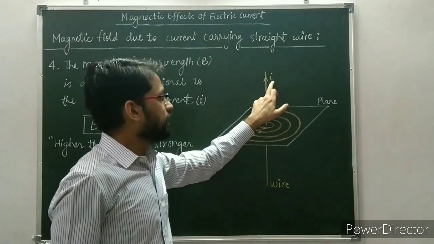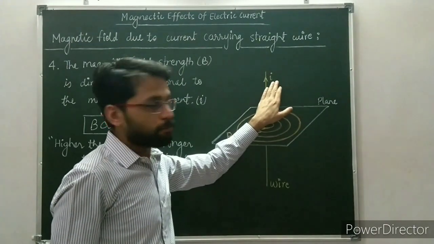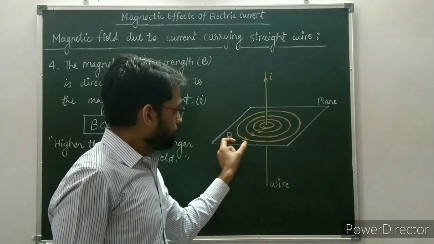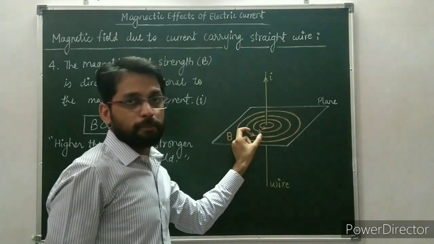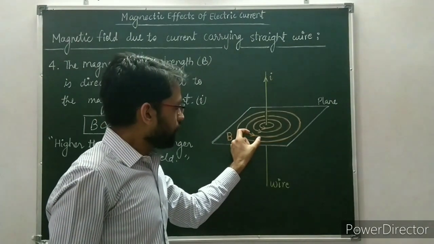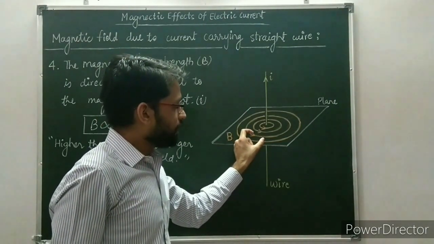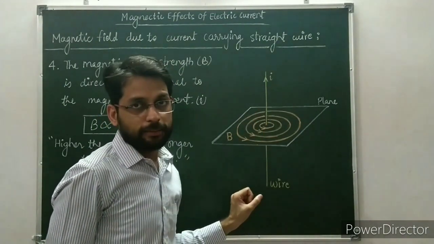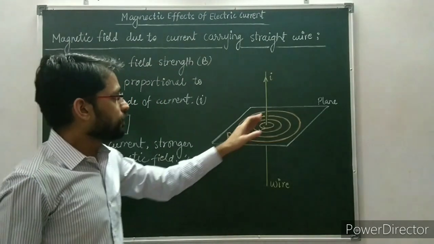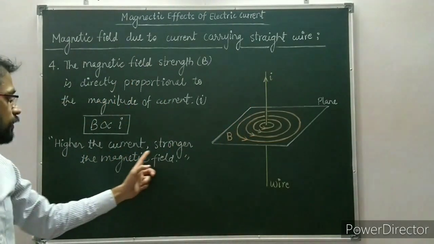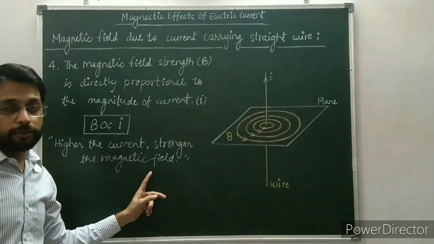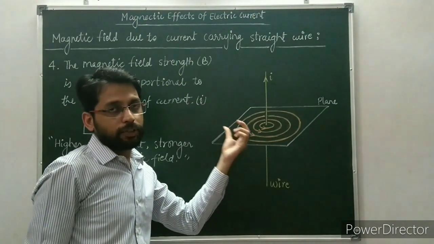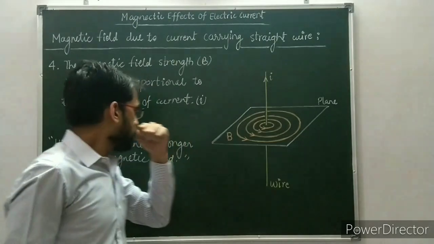It means when we increase the current in the wire, the magnetic field strength increases, and when you place a magnetic compass near the wire, then the compass is strongly deflected by the current, because the higher the current, the stronger the magnetic field produced, and the magnetic needle will be strongly deflected.